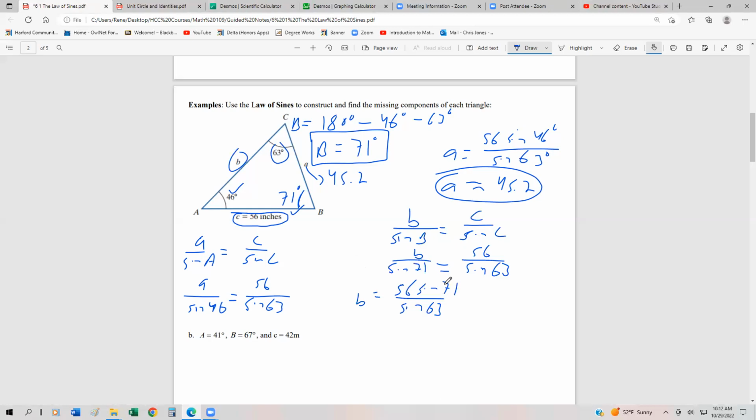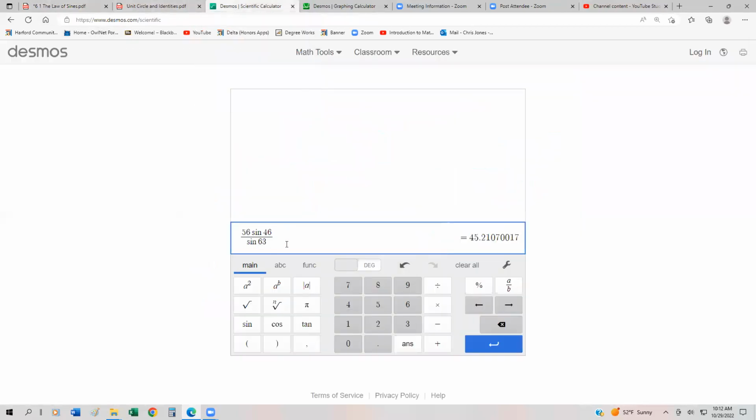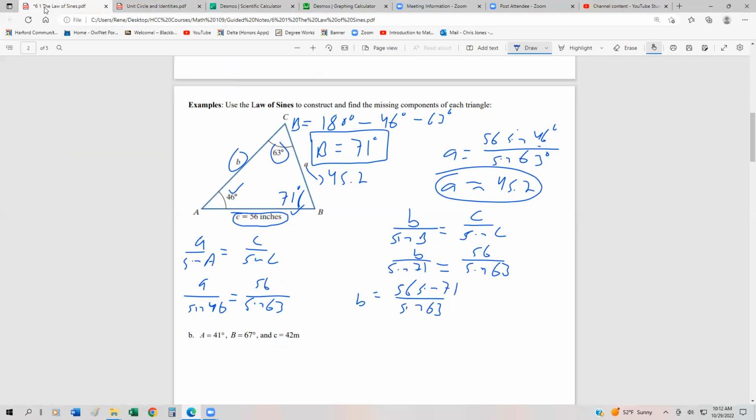Okay, so all I have to do is just replace 46 with 71 in my computations. So I'm just going to flip this over, make this a 71. I get 59.4 for B. So this means that B is approximately 59.4.